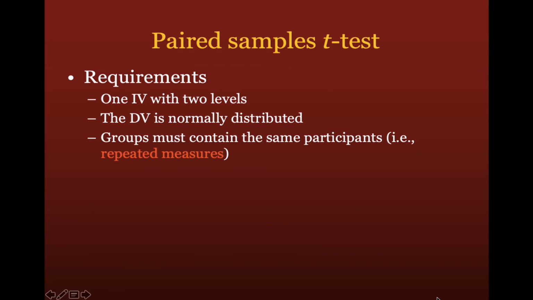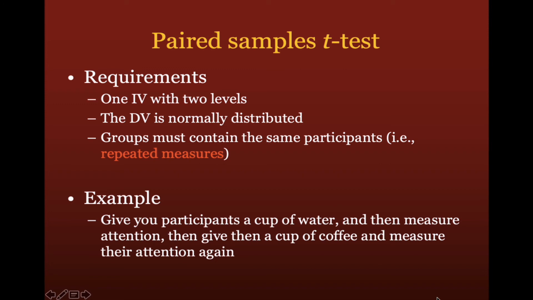Another type of t-test is what's called a paired sample t-test. And this is when you have, again, one independent variable with two levels, and the dependent variable will be normally distributed. But now participants are going to be assigned to both levels of the independent variable. So this is what you would use if you had a repeated measures design, or also what's called a within groups design. You would run a paired sample t-test. So an example here would be, you give participants a cup of water, measure their attention, and then give them a cup of coffee and measure their attention again. So as you can see, participants are in both levels of the independent variable. They get the control condition, then they get the experimental condition.